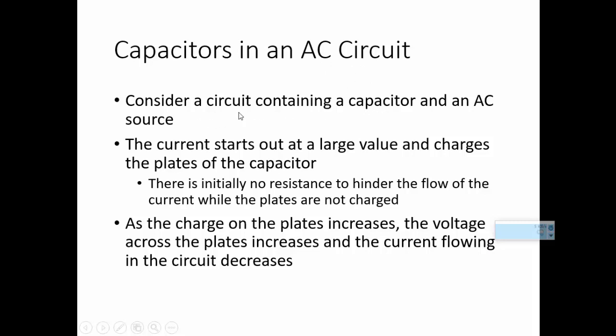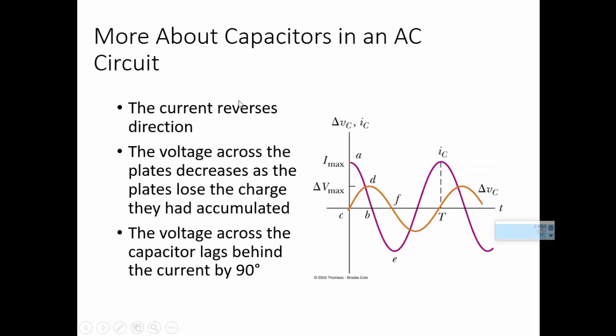So consider a circuit containing a capacitor and an AC source. The current starts out at a large value and charges the plates. So there is initially no resistance to hinder the flow of current while the plates are not charged. As the charge on the plates increases, the voltage across the plates increases and the current flow in the circuit decreases. All right.